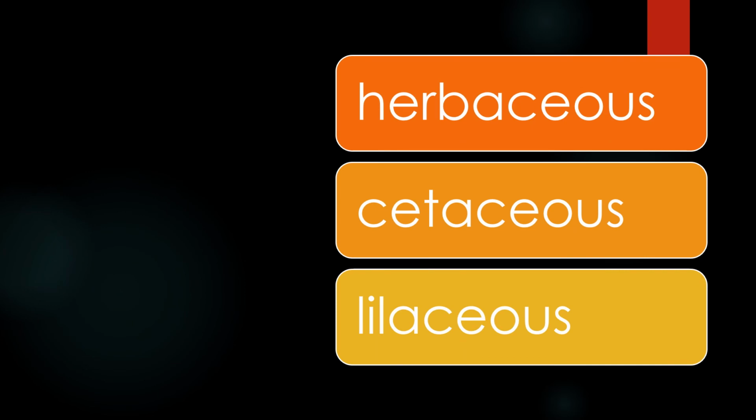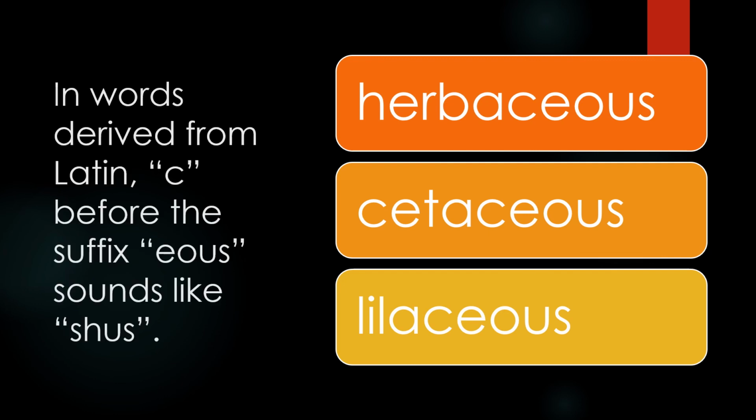Herbaceous, cetaceous, lilaceous. What's the pattern here? In words derived from Latin, C before the suffix eous sounds like shus. So when I have that C before eous, I have the same shus sound: herbaceous, cetaceous, lilaceous. It's that C before the eous that gives that shus sound.